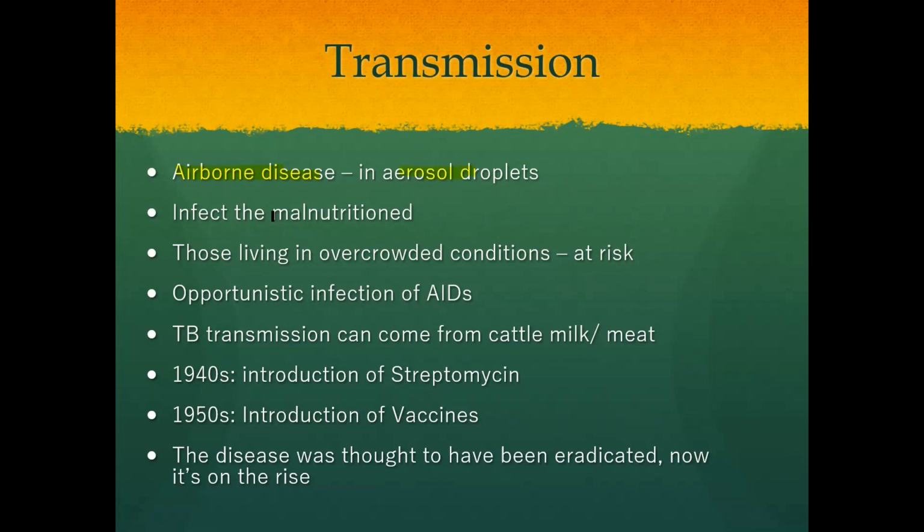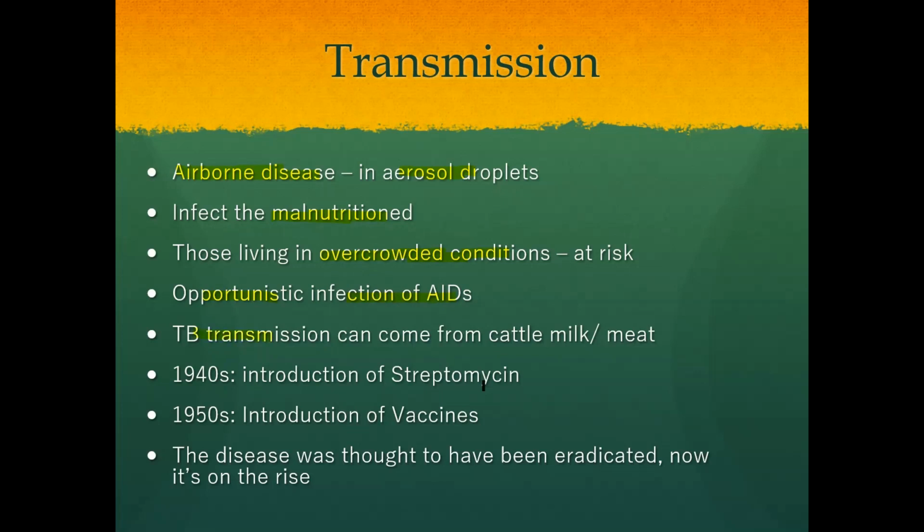It can also infect a malnourished person; if the person is already malnourished, the immunity is low, so it can actually happen. Mostly patients who are carrying HIV infection, who have AIDS, are at a risk of getting TB as well, right? TB can also affect people living in overcrowded conditions, because the closer they are to aerosol droplets, the higher the chances and risk. Then opportunistic infection of AIDS, as we just discussed, because immunity is already low.